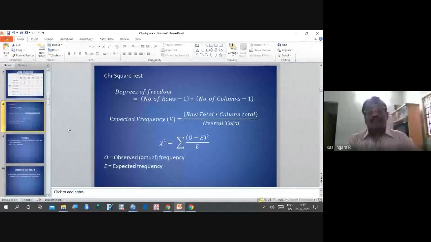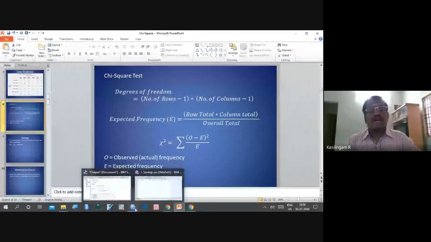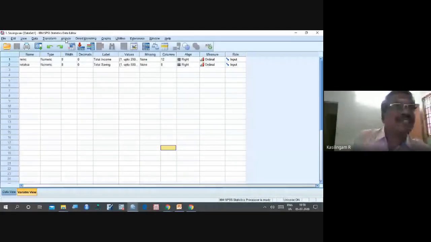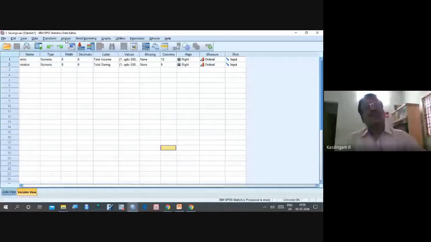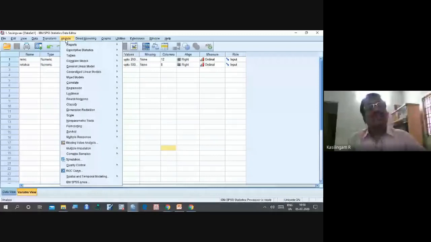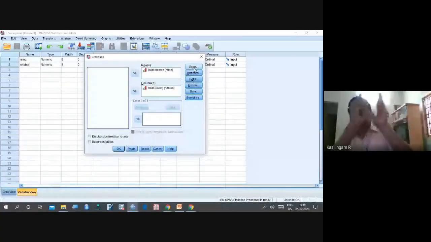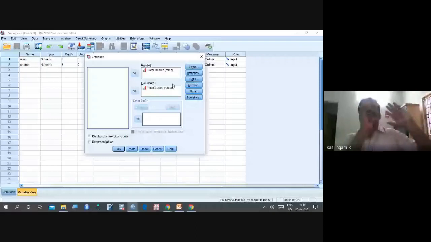Now, okay, so now expected, I want to get the expected also. Observed is automatically coming, that cross tabulation table is giving it. Now I want to get expected also. How to get expected? Now descriptive statistics, cross tab, in the cross tab. Okay, now each cell we have observed. In each cell I want to have expected. Then we will go to the cell.